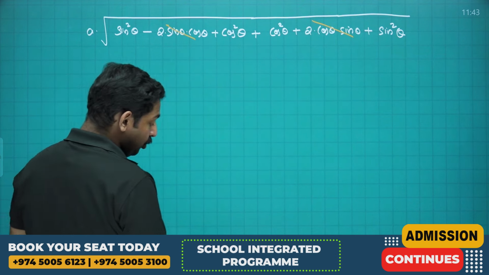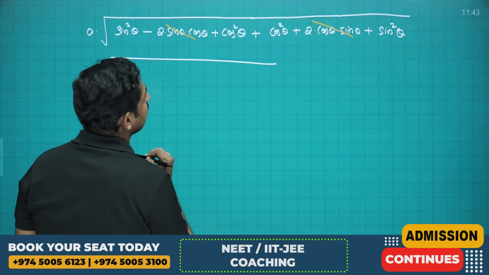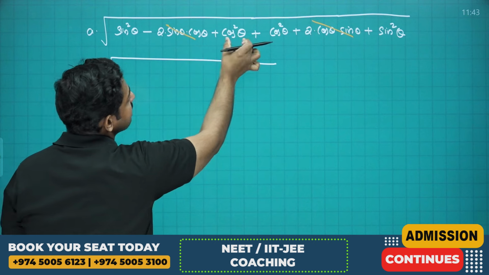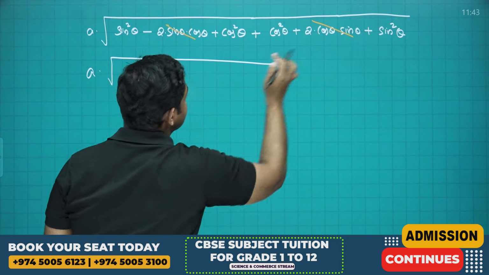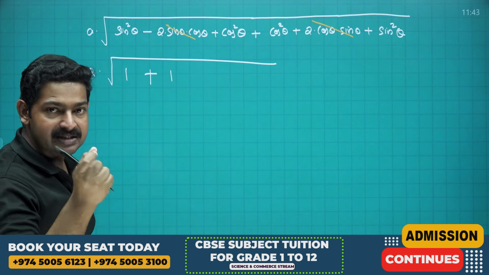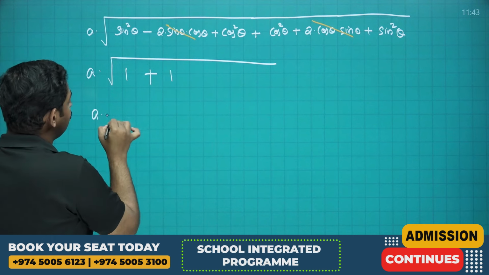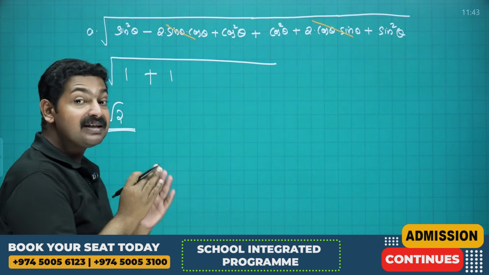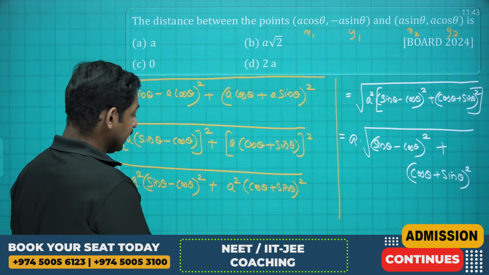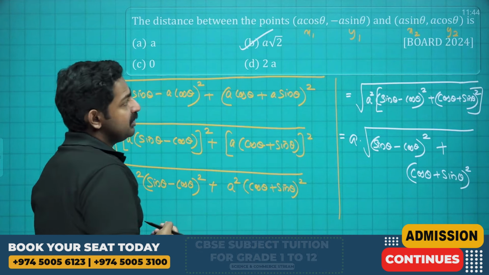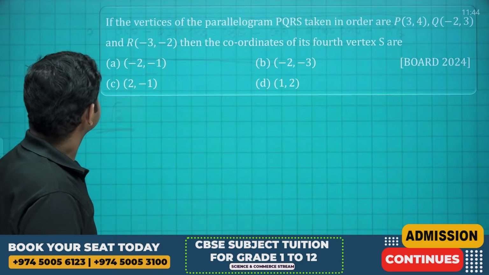On the next step, you can see here a into root of sine square plus cos square. What is sine square plus cos square? 1, plus again cos square plus sine square, 1. Correct, we know the identity, sine square plus cos square is equal to 1. So 1 plus 1, so a into root 2 you will be getting. So the value is a into root 2. That is the distance between the points, a into root 2. So which is the correct option? B is the correct option, a into root 2. Okay, so that's it. We are moving to the next one.